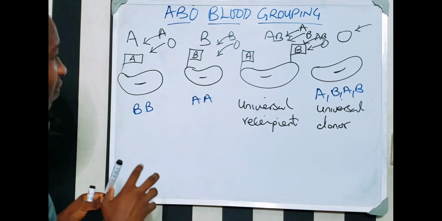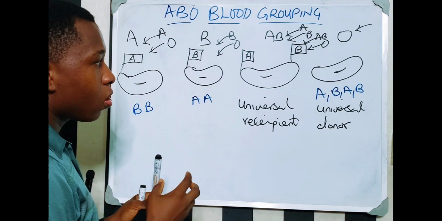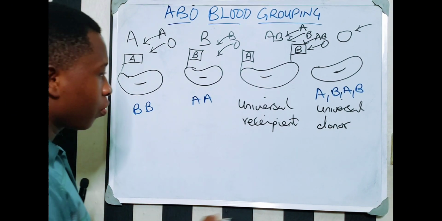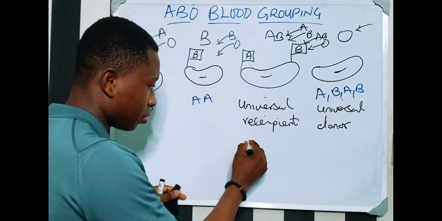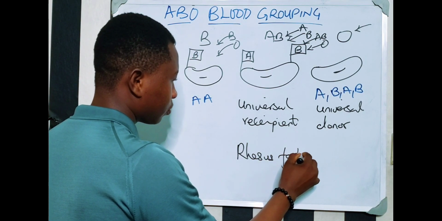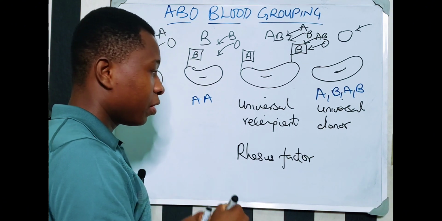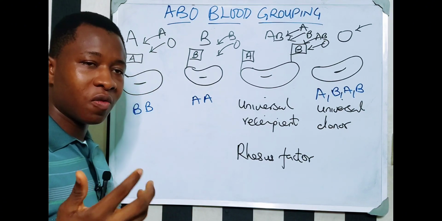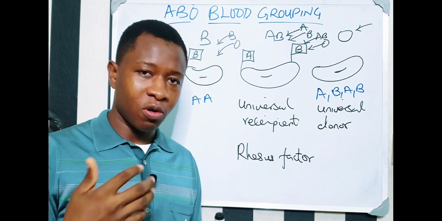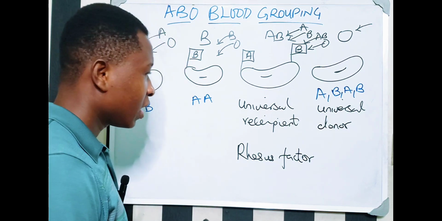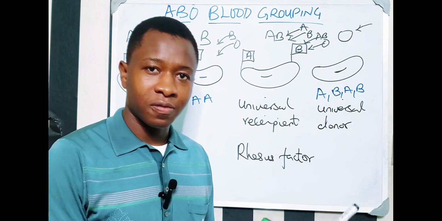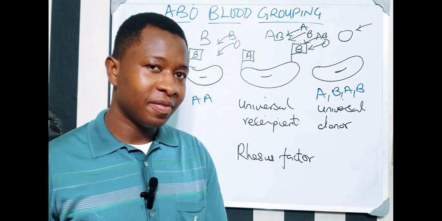But there is something more important we need to talk about, and that is what we call the Rhesus factor. Now, the Rhesus factor is a factor that was discovered in Rhesus monkeys, and over time they began to discover it in humans as well. Now, sometimes you may find out that you are A positive, B negative.